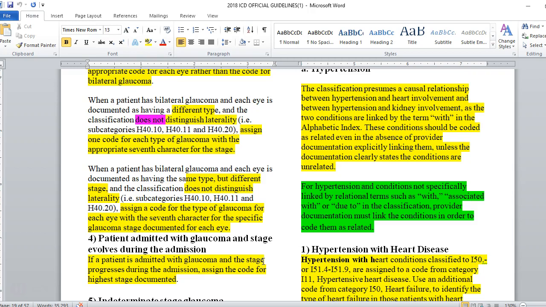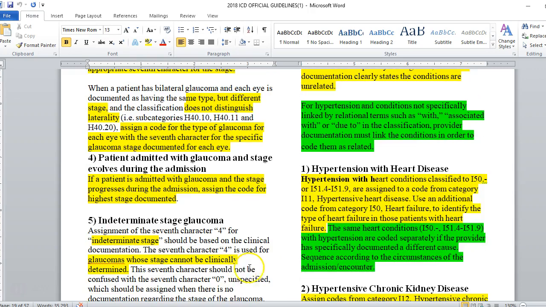So again, same type, same stage, one code bilateral, unless it fits under those code categories, and then still one code. If they're different types, different stages, and we can use two different codes to describe it, we're going to do that. If we can't, with the H4010, H4011, H4020, one code. Again, we have to be careful. How is the doctor documenting their glaucoma? So we need to make sure that we're matching up the right eye diagnosis and the left eye diagnosis with the correct codes if they are not the same.